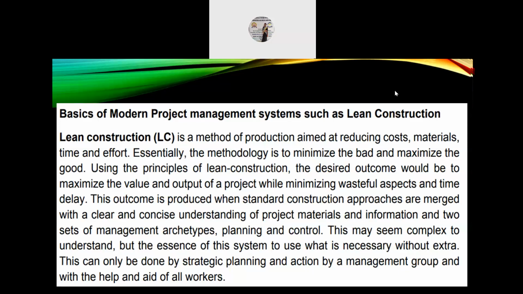This outcome is produced when standard construction approaches are merged with a clear and concise understanding of a project's materials and information and two sets of management archetypes, planning and control. This may seem complex to understand, but the essence of this system is to use what is necessary without extra. This can only be done by strategic planning and action by a management group and with the help and aid of all the workers.